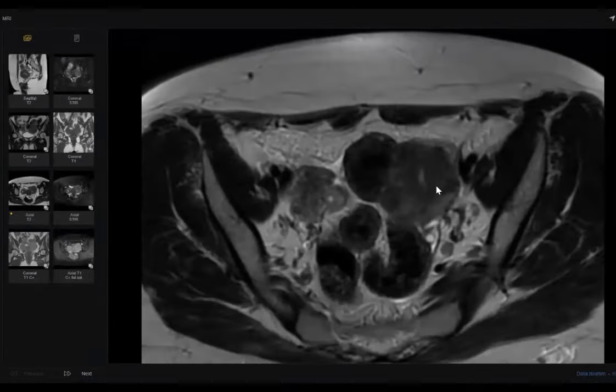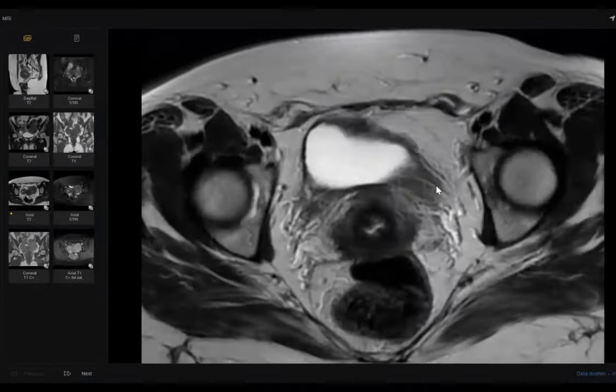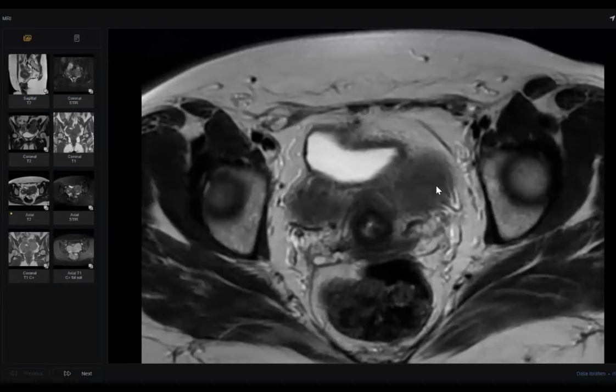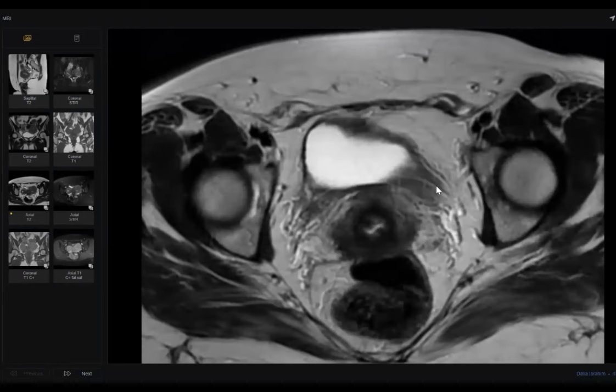However, I'm not seeing the ovaries appear normal. I'm not seeing any... So, what's your final diagnosis? Bicornate uterus with adenomyosis. Okay. Anything else?